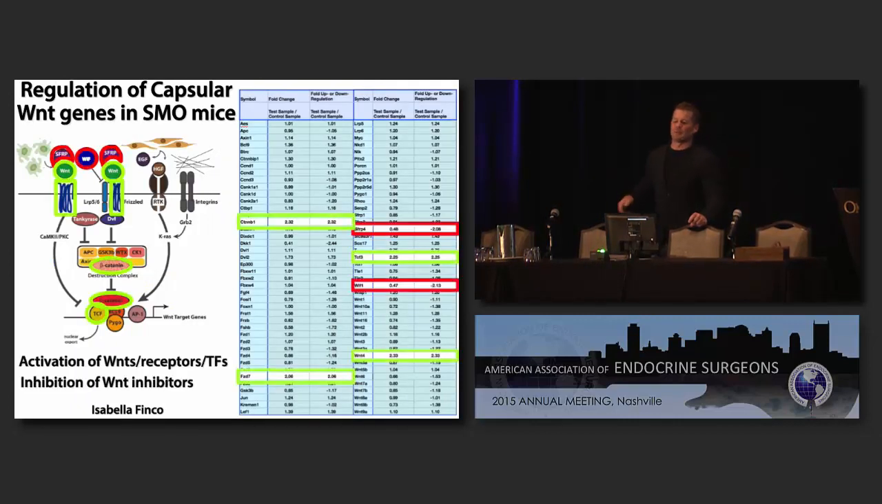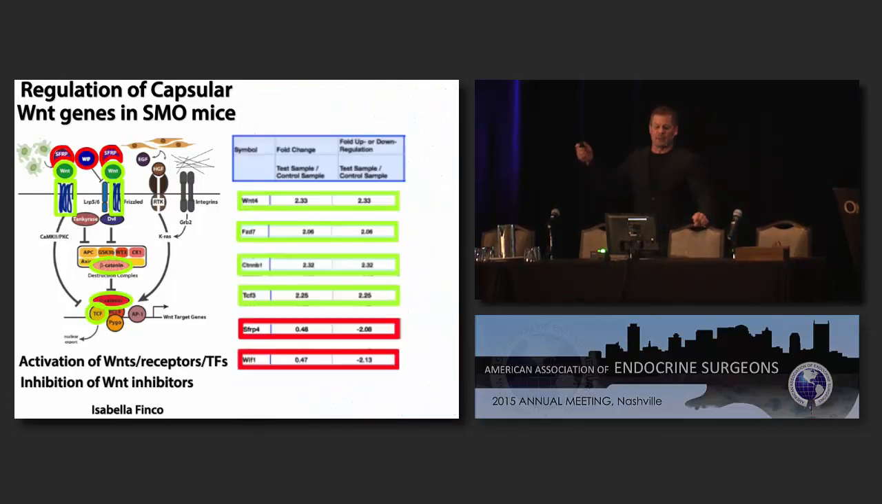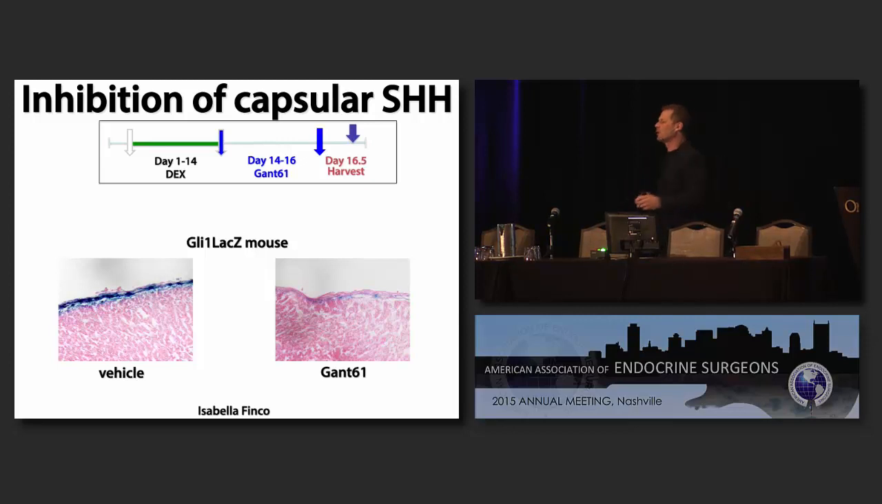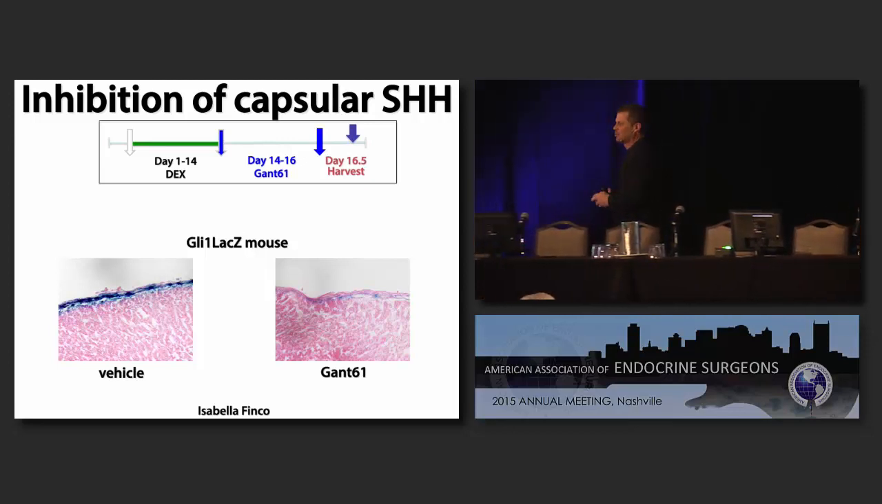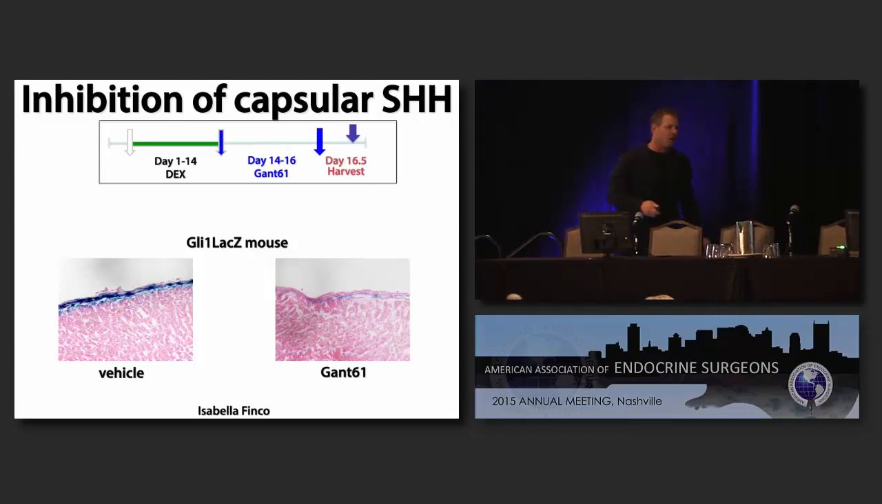She then did a microarray, and without going into it, because you can't see it anyway, she showed that when she did that, the Sonic turned on Wnt ligands in green and shut off Wnt antagonists. These are made in the capsule, so Sonic turns on Wnt is the case point of this story. She then did it pharmacologically to prove to me that these experiments weren't some artifact of some artifact.